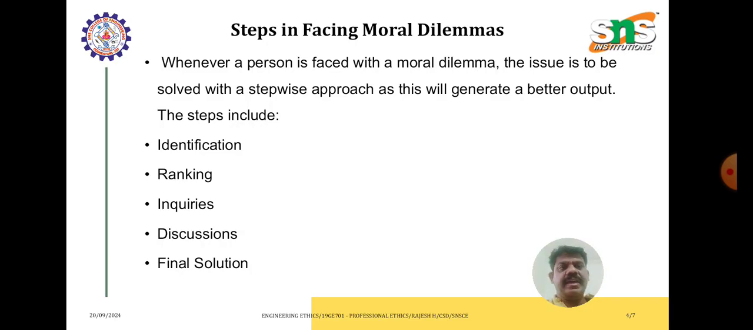The second step is ranking. We have to set priorities among the various solutions and approaches. The third step is inquiries, where we need to undergo an investigation process to analyze the moral dilemma. Step 4, discussions. We have to bring up various ideas to overcome these dilemmas, with some feasible recommended solutions. The final step is to choose the best, optimized solution from all the listed solutions.